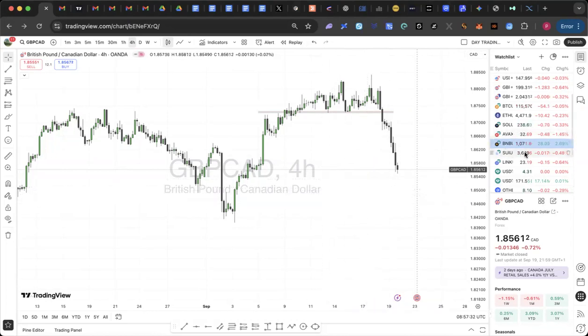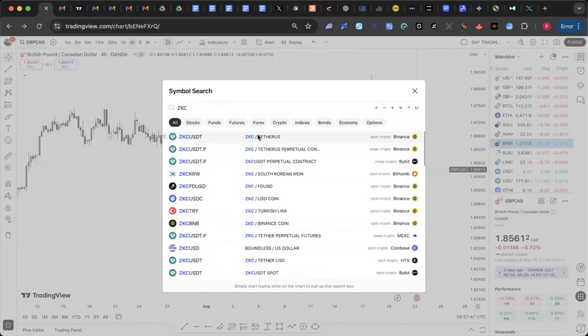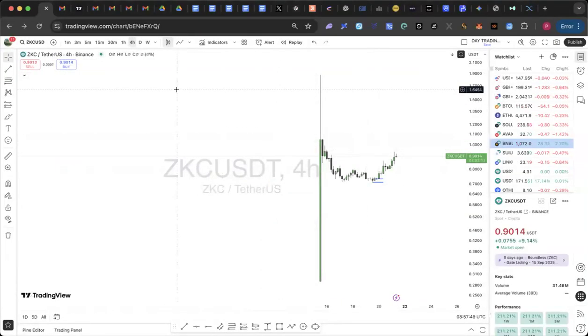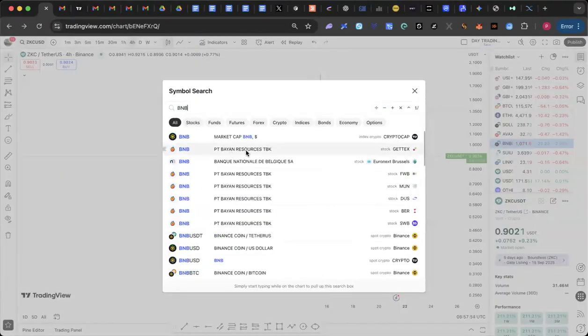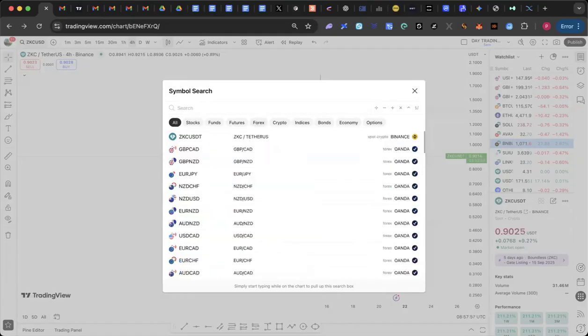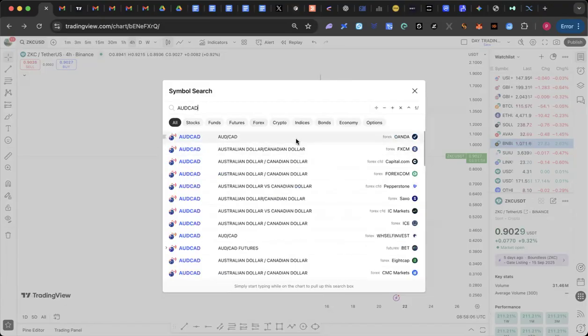Let me find any pair that is probably trending. Let's look at either crypto, forex, any instrument at all, so that we can just find. Let me look at ZKC. I just want to put any instrument. This may not give us what we're looking for, so let's look at BNB. I want a plain one, let's look at AUD CAD, something like that.